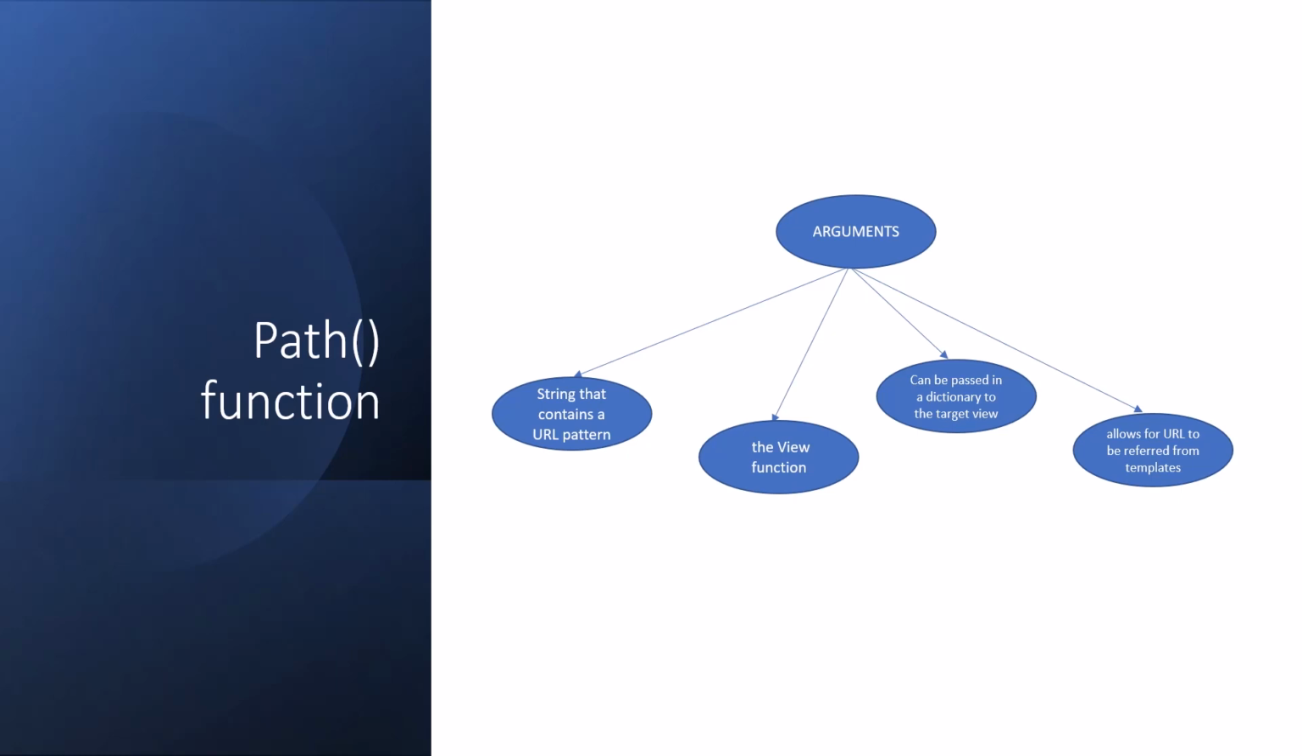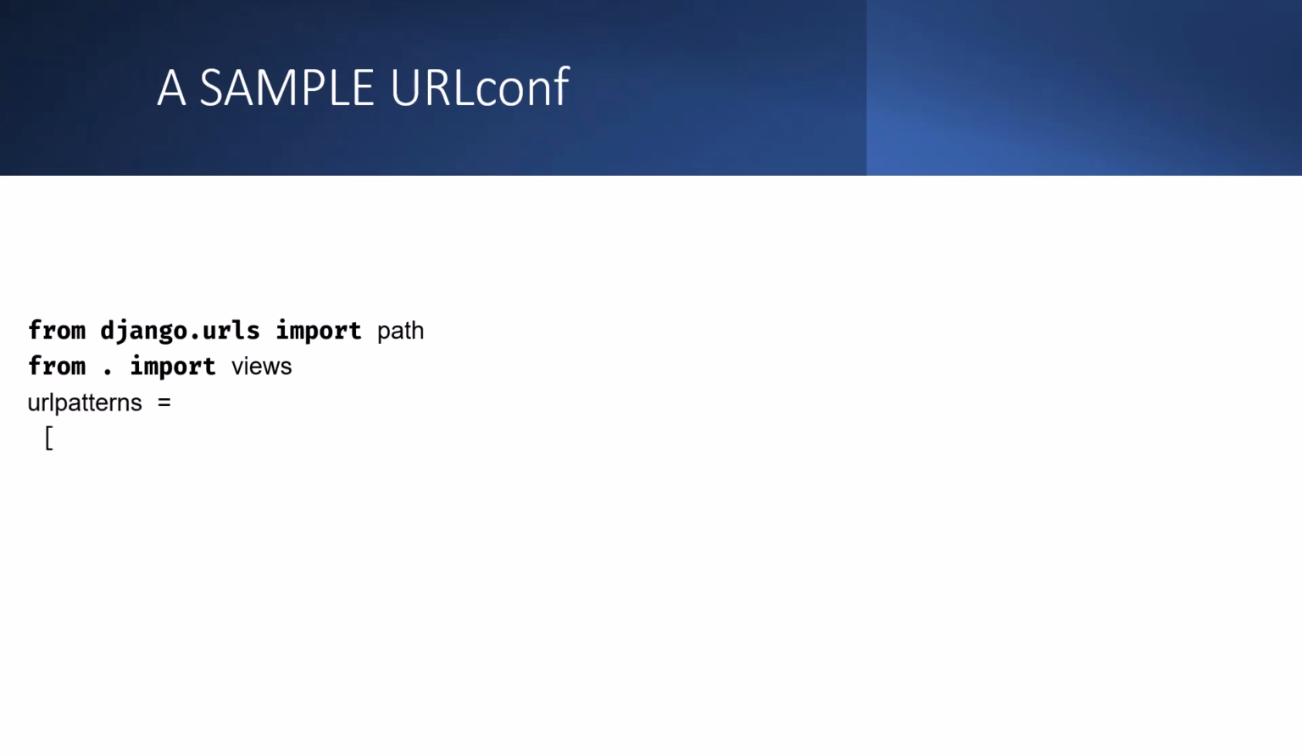Using path, therefore, we are going to define our URL configuration. Looking now at a sample URL configuration, we import path and we also need to import the views, the dot representing the current directory, the app directory. Then we create our urlpatterns variable and put the different paths or patterns within a list. The first one gives the route, the view function to call, and the name to use in the template. Note that we don't have any keyword arguments here.